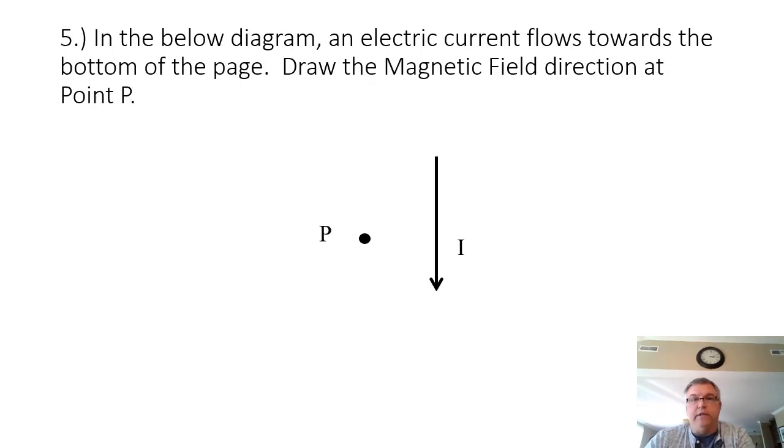Problem number 5 says that the electric current flows toward the bottom of the page. So the current is going downward, or in the negative Y direction, and they want us to draw the magnetic field direction at point P. So again, I'm going to hold my thumb downward, and as I curl my fingers around to the left-hand side of the wire, you see my fingers are pointed toward the page or toward the screen, which means that they are going in the negative Z direction. So on this side of the wire, I know that the magnetic field is going to be in the negative Z direction, or into the page.